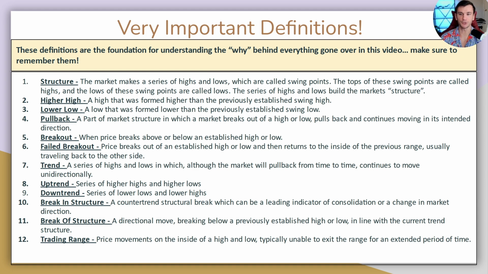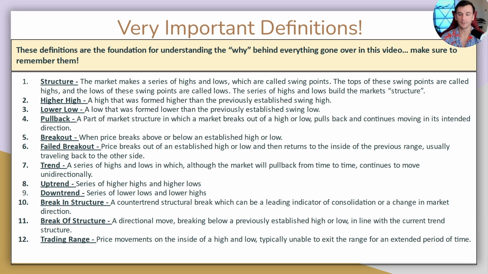So what is structure? Structure is a series of highs and lows, which we call swing points. The tops of these swing points are highs and the bottoms are lows, and this is what makes up the structure of the market. A higher high is whenever the market closes above a previous swing level. Lower lows are whenever we're going below previously established lows, making lower lows, all right?